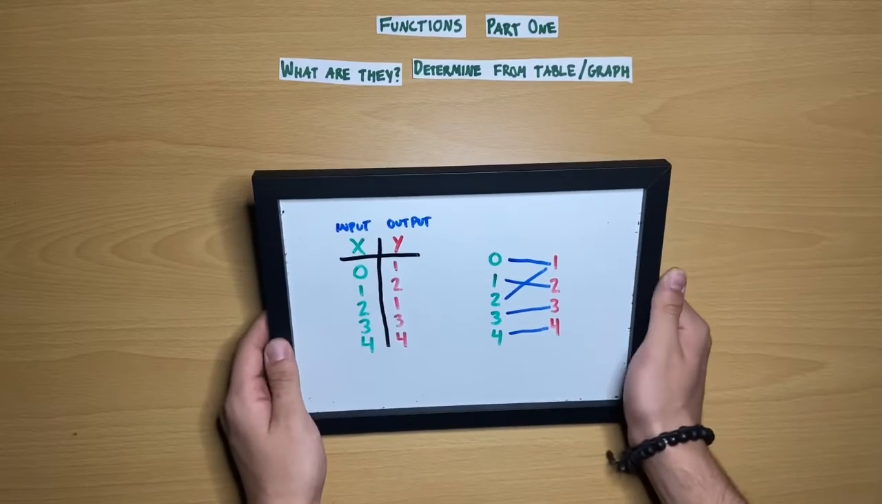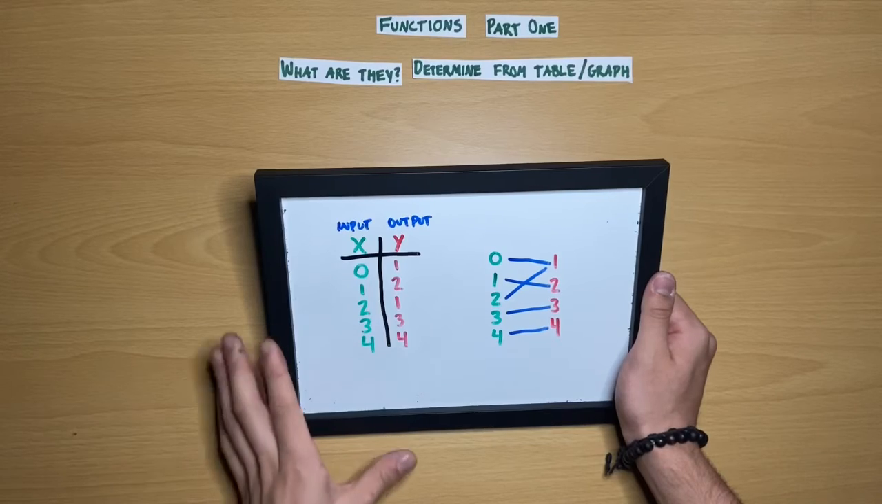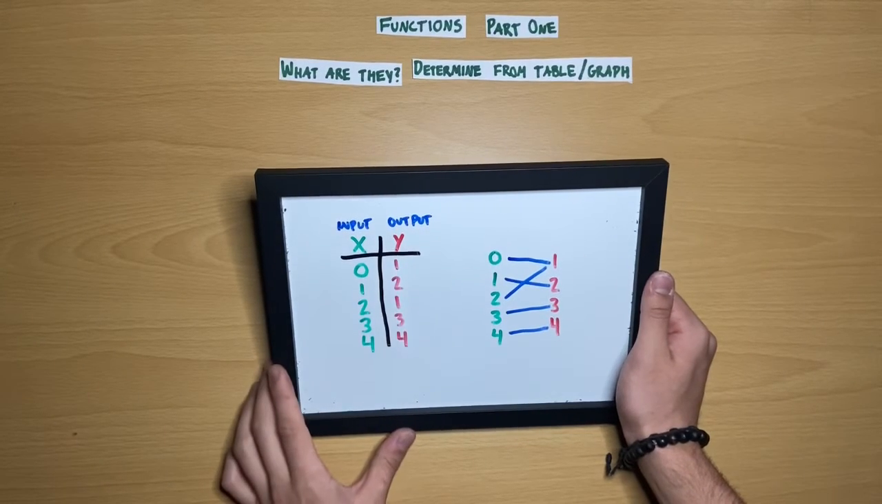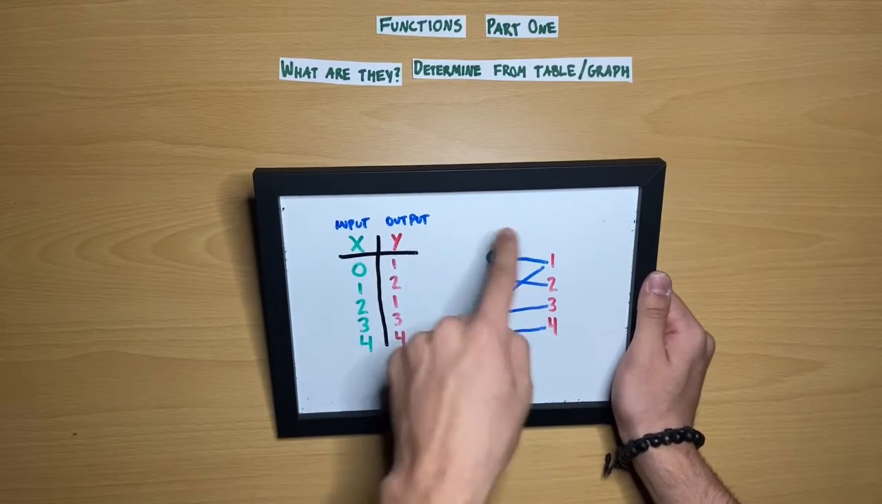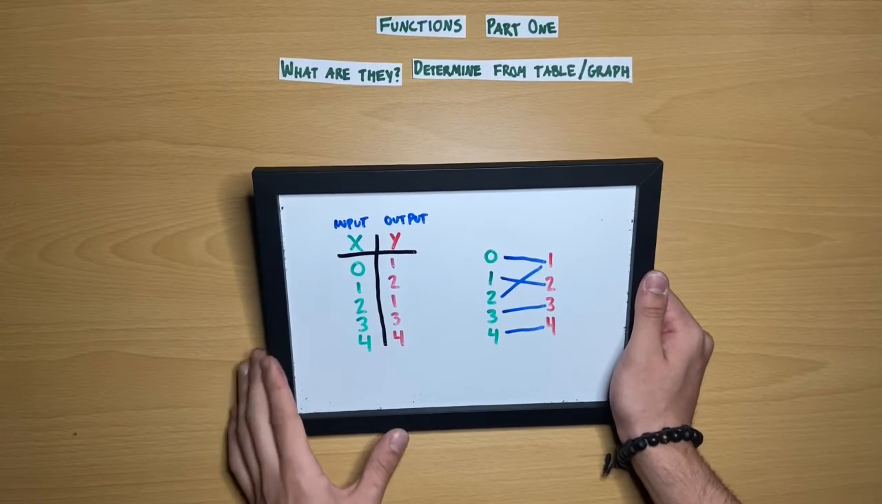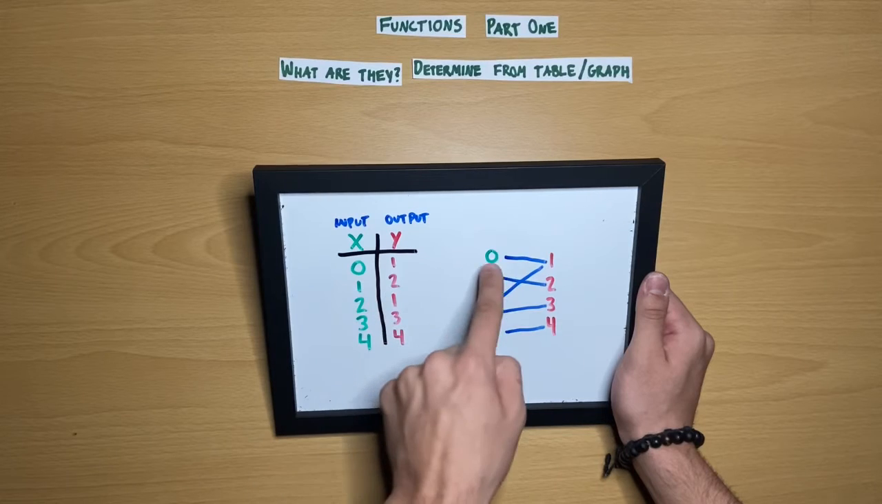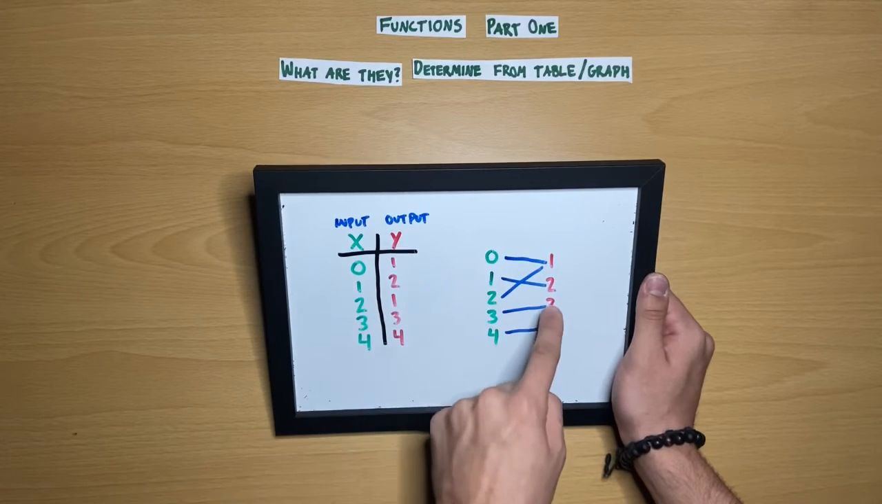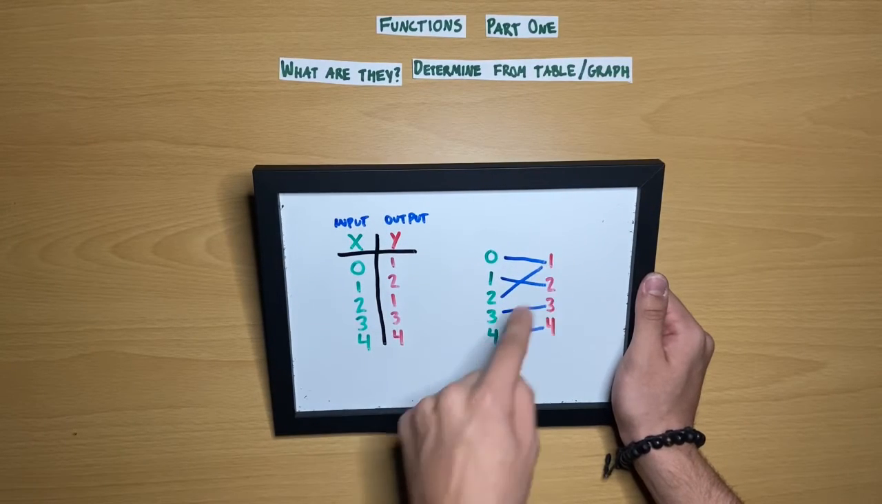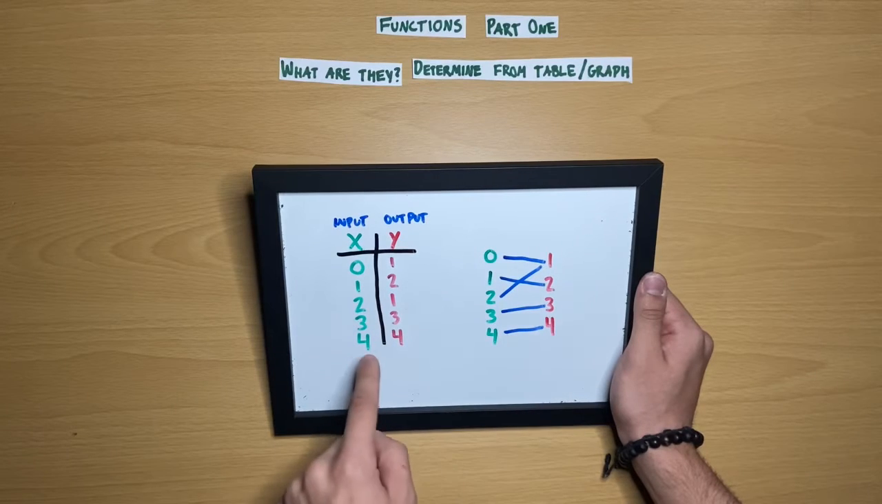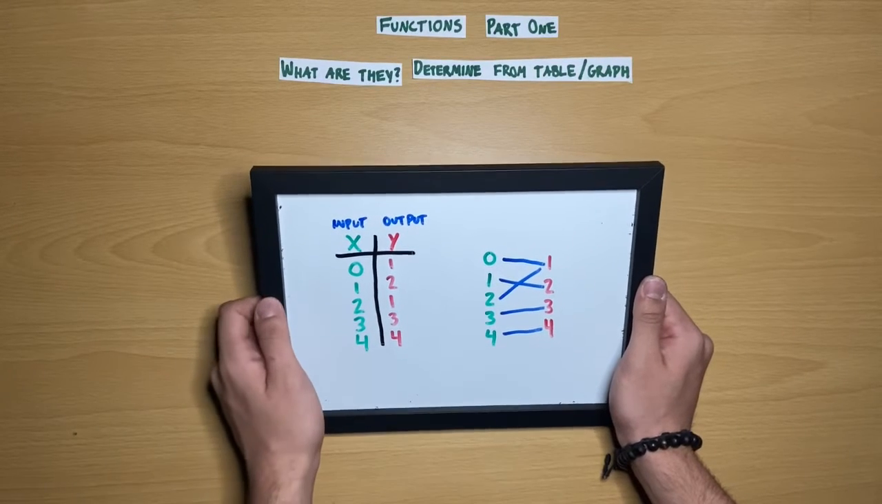Our next example is this one here. Here we have our inputs again, our outputs, and I went ahead and took it out of the table to show the relationships between the inputs and the outputs. So here we have 0 goes to 1, 1 goes to 2, 2 goes to 1, 3 goes to 3, and 4 goes to 4.